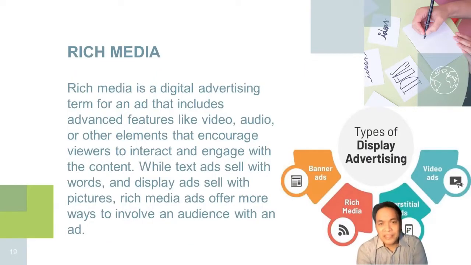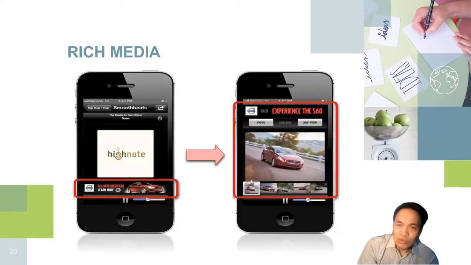Rich media is a digital advertising term for an ad that includes advanced features like video, audio, or other elements that encourage viewers to interact and engage with the content, while text ads sell with words and display ads sell with pictures. Rich media ads offer more ways to involve an audience with an ad. Here's the sample.